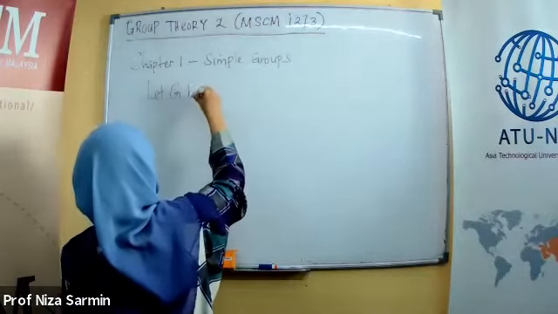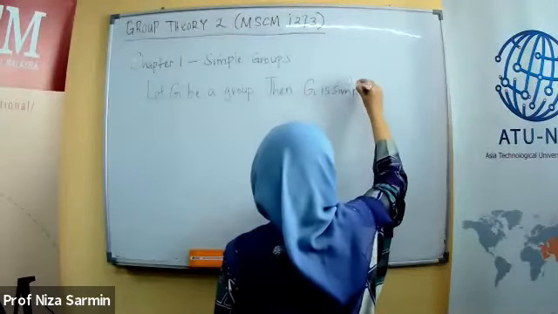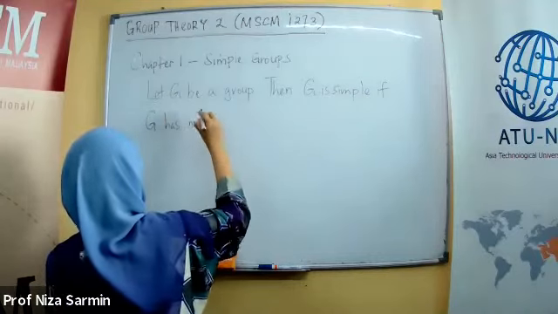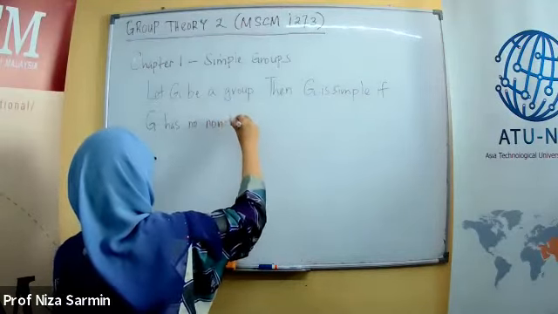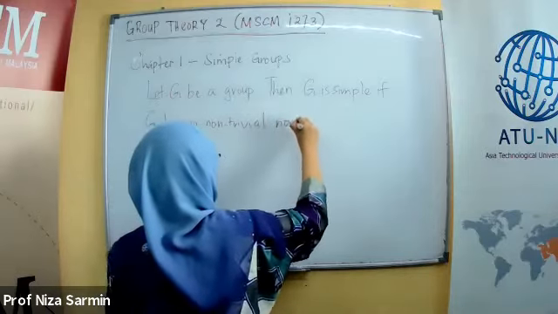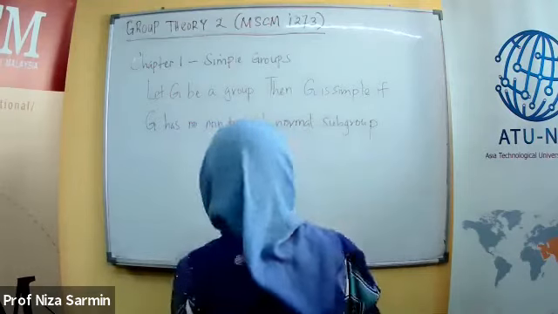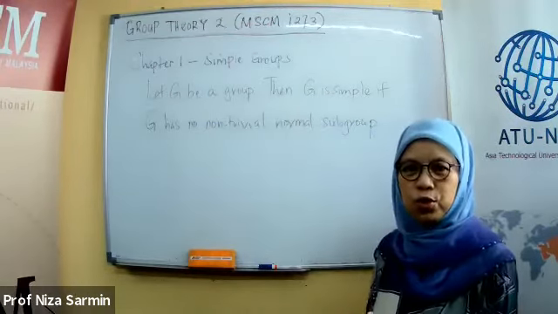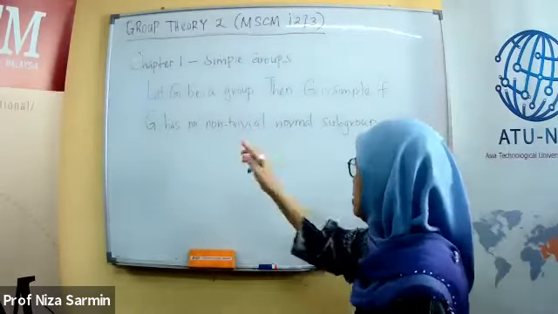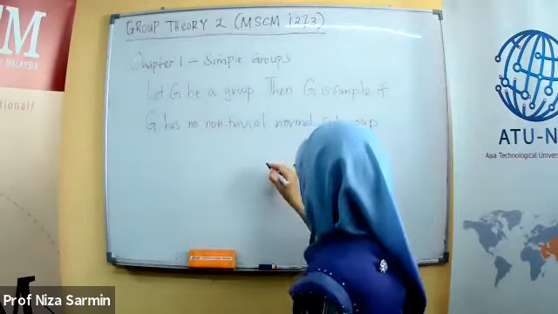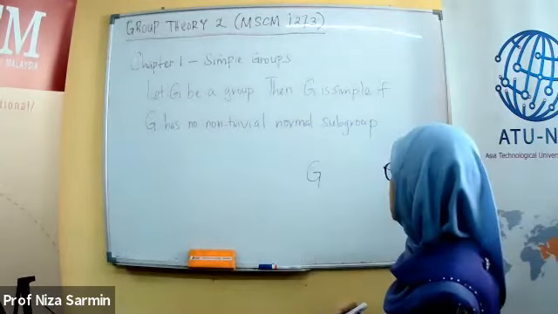Let G be a group, and G is simple if G has no non-trivial normal subgroup. If you don't remember what this means, okay, now we have a group G, right?